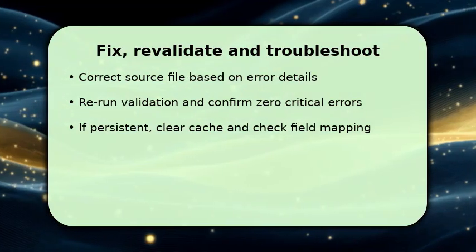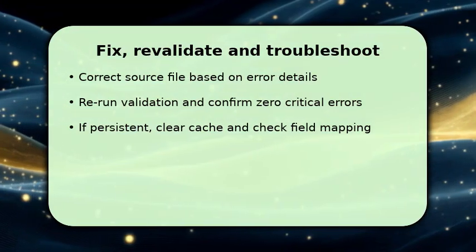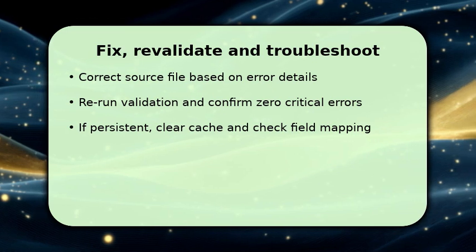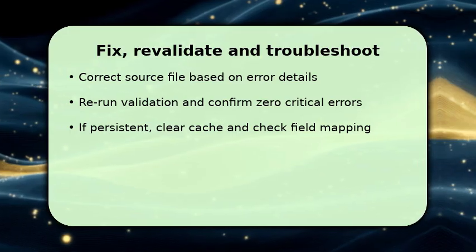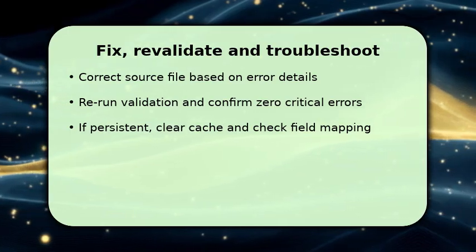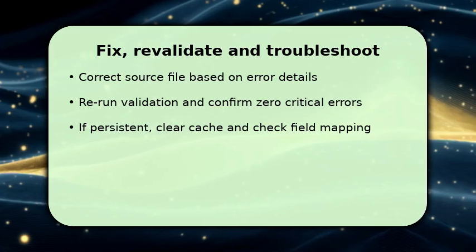You correct the source file entries using the error details, fix formats, add missing fields, or adjust headers, and save a new copy. Then rerun validation and confirm critical errors drop to 0 before exporting the clean file.